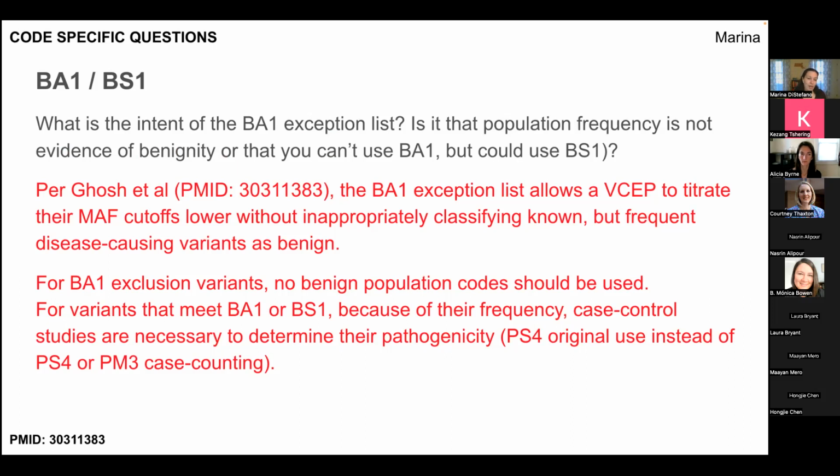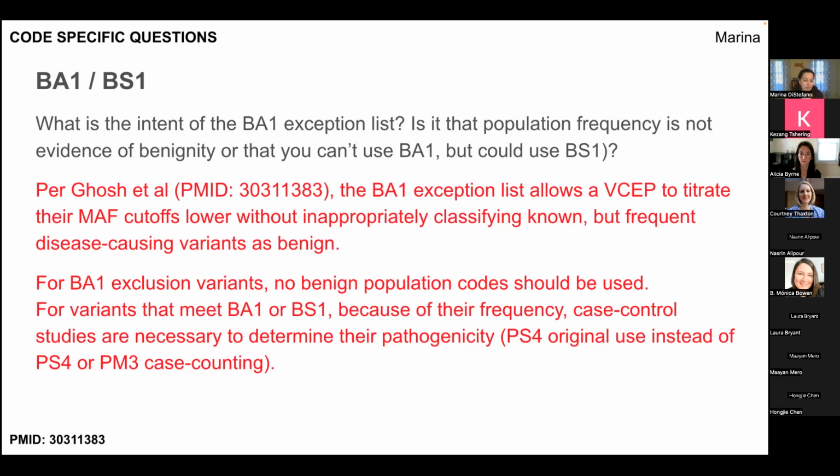Our BA1 cutoff is 0.5%. If we had included those GJB2 variants, we would be closer to like 1 to 2% as our BA1 cutoff. So we are able to titrate it much lower by including those as BA1 exclusion variants. So for BA1 exclusion variants, no benign population codes should be used, as these are often well-known pathogenic variants.